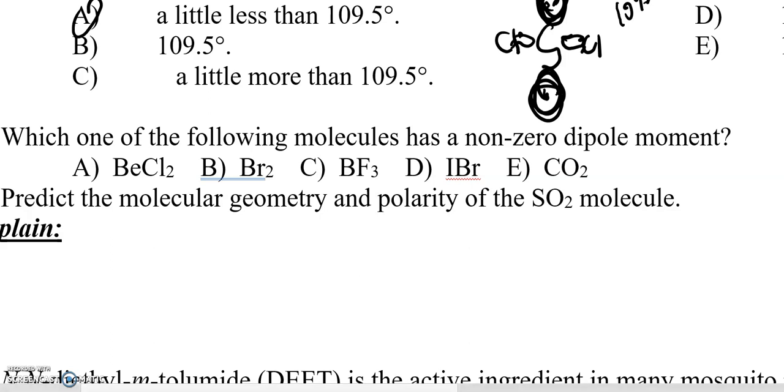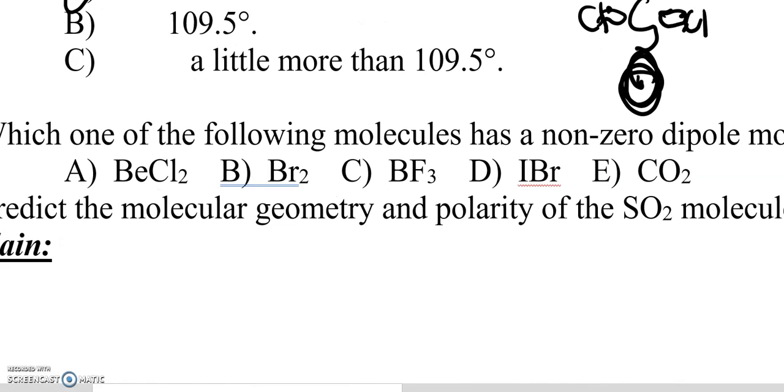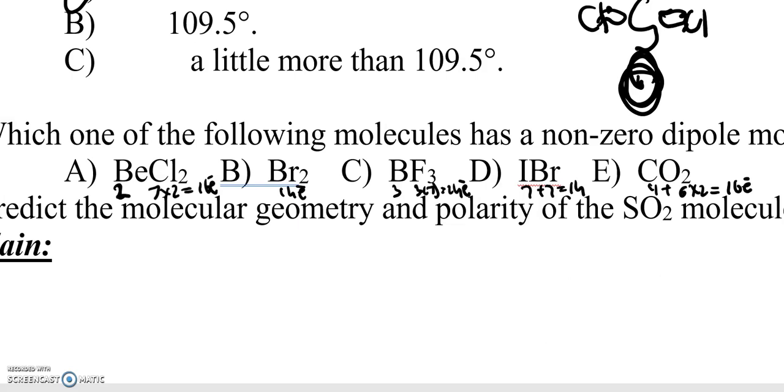Let's work on that one. Beryllium, 2 chlorine. Beryllium has 2 valence electrons, and chlorine has 7 valence electrons, so we have 7 times 2, a total of 16 electrons. For boron, we have 14 electrons in total. And for boron trifluoride, boron has 3, fluorine has 3 times 7, which is 24. Then iodine has 7 and bromine is 7, that's 14. For carbon it's 4, and oxygen is 6 in each, so 6 times 2 is 12, and 16 electrons. Okay, so we get all the electrons.